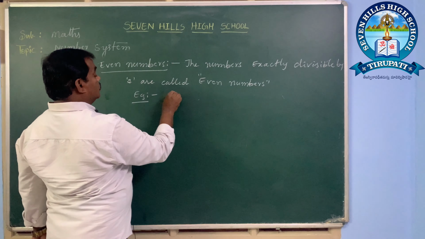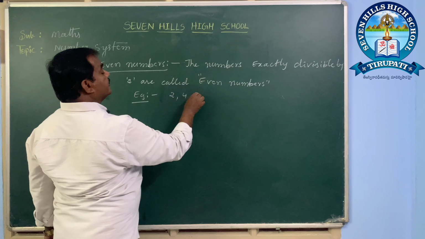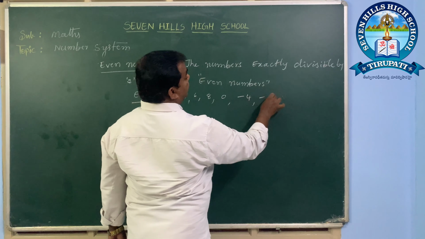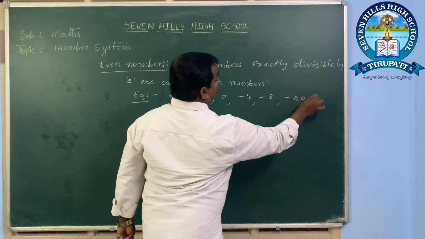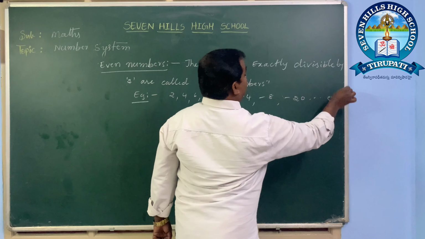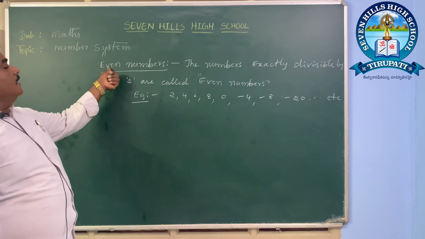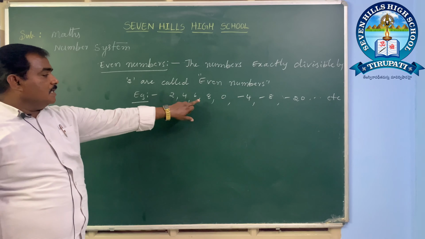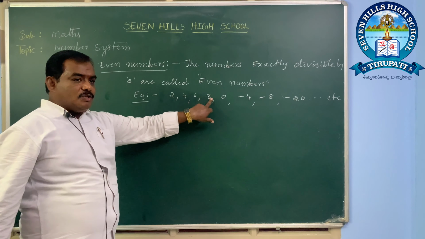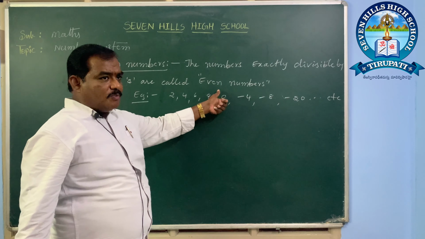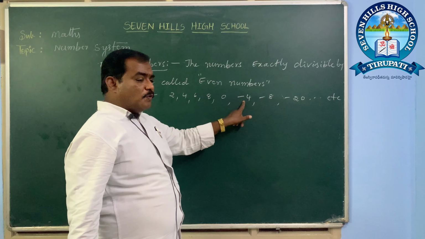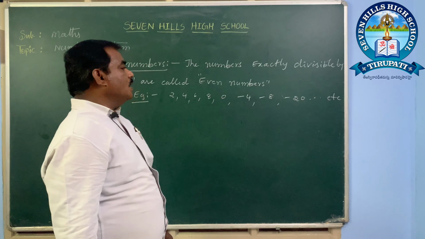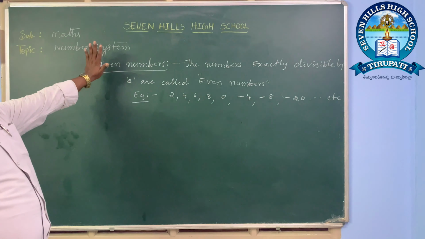Example: 2, 4, 6, 8, 0, minus 4, minus 8, minus 20, and so on. These are even numbers. 2 is divisible by 2, 4 is divisible by 2, 6 is divisible by 2, 8 is divisible by 2, and 0 is divisible by 2 with remainder 0. Minus 4, minus 8, minus 20 are also divisible by 2. These are examples of even numbers.